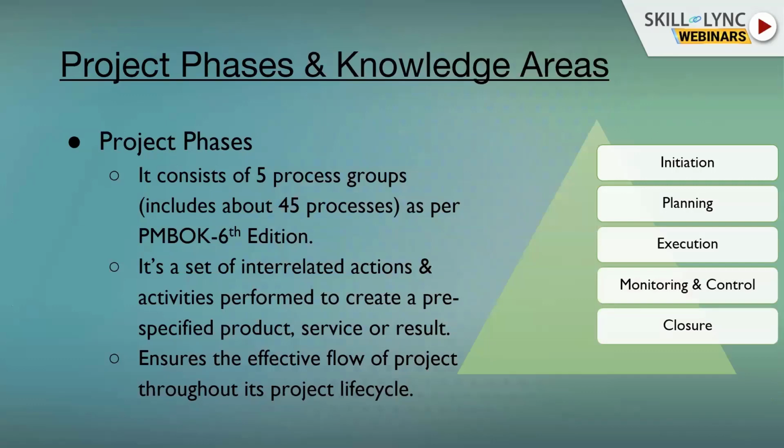project phases and knowledge areas. If I talk about project phases, as per PMBOK 6th edition, it consists of 5 process groups that include 49 processes, which are initiation, planning, execution, monitoring and control, and closure. It is a set of interrelated actions and activities which are performed to create a pre-specified product, service, or result, right? So we define each and every activity in a project into particular process groups, which are the initiating group, planning group, execution group, monitoring and control group, and then the closure group.